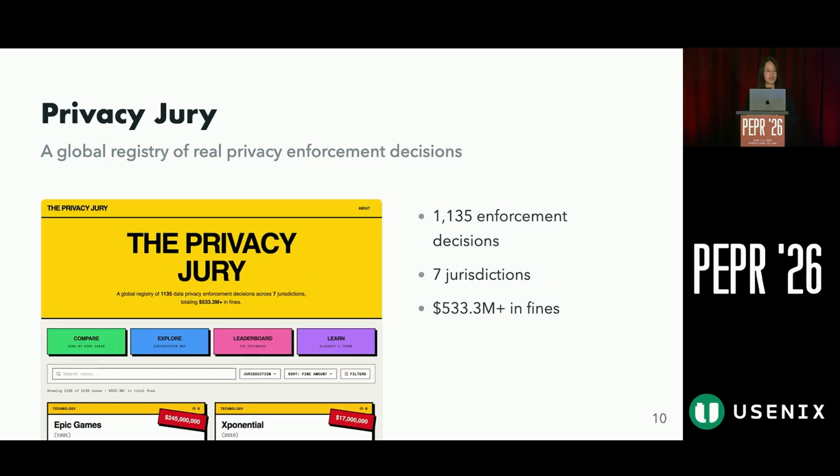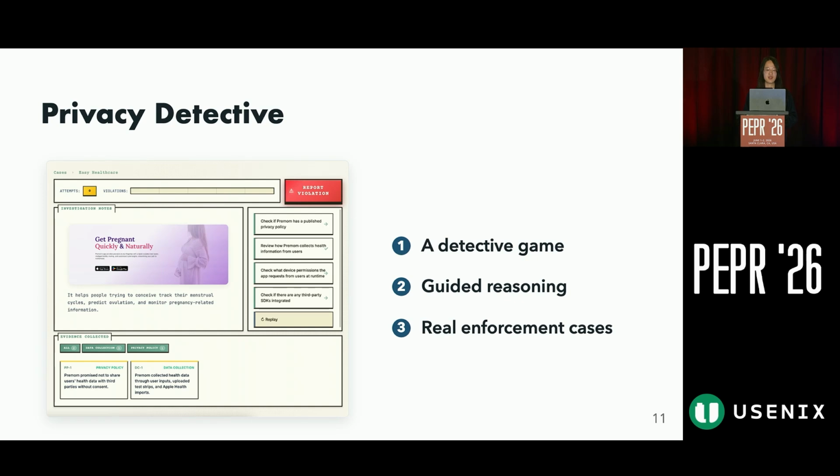For Privacy Jury, it's a registry of real privacy enforcement decisions. We created over 1,100 of these enforcement decisions over 7 jurisdictions. With this registry, we're able to teach developers the consequences they may face when privacy decisions go wrong. Building on top of these two, we have this new Privacy Detective.